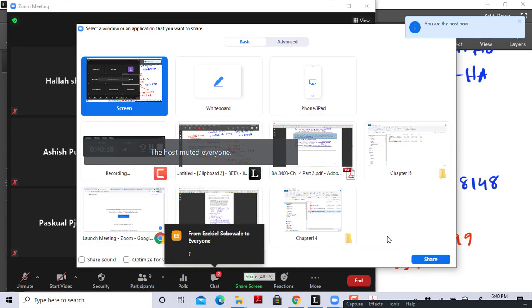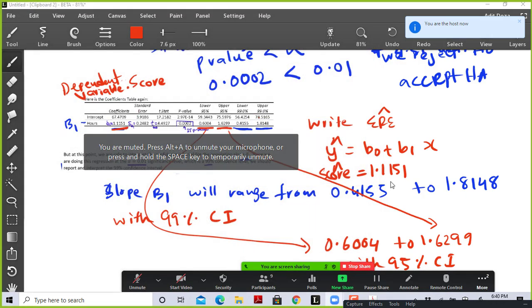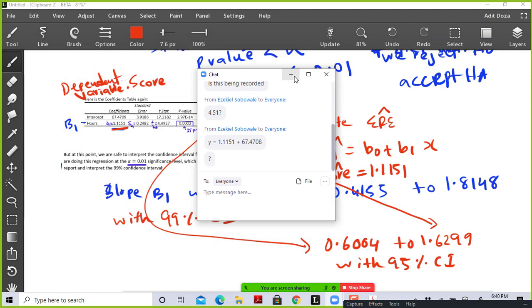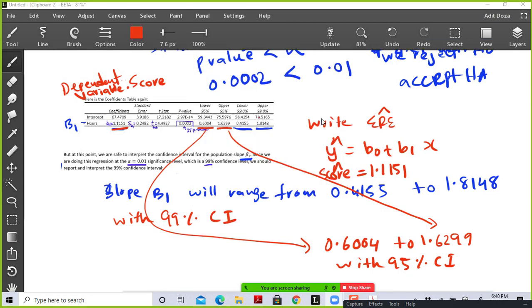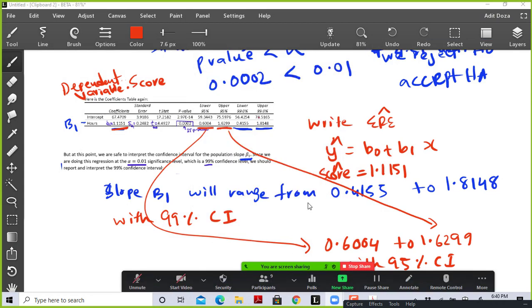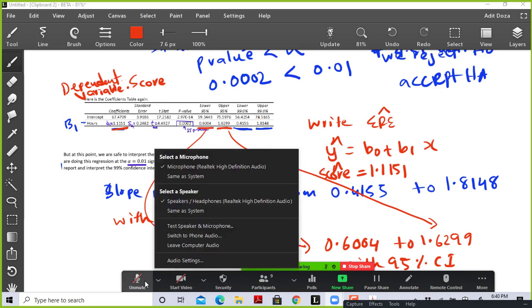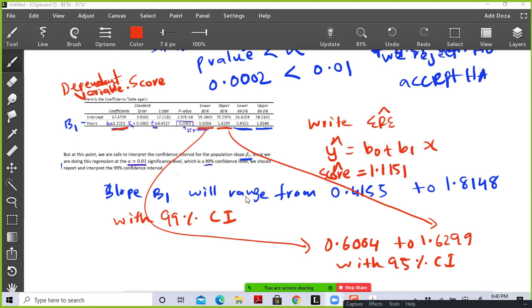It got disconnected again. Yeah, you guys can see my screen, right? It got disconnected for a short while. You guys can see my screen, right? Yes, it cut out for a moment, but yeah.